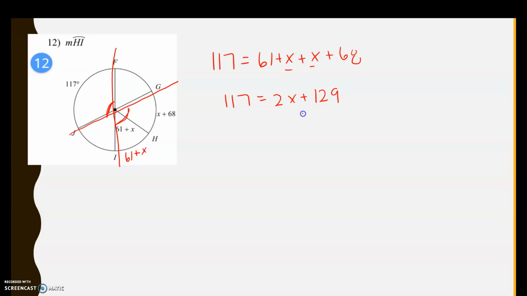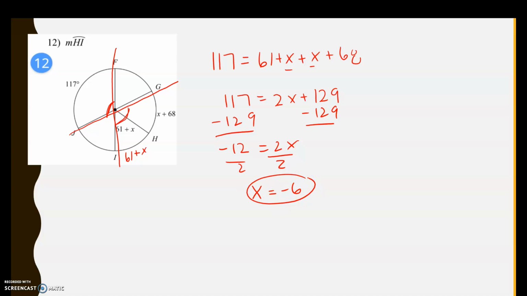And subtracting 129 from both sides leaves me with negative 12 is equal to 2x. And dividing both sides by 2, I get x is equal to a negative 6. The question's asked me to find the measure of arc HI, which is here, HI. So I'm going to take 61 plus a negative 6, which is going to leave me with 55.